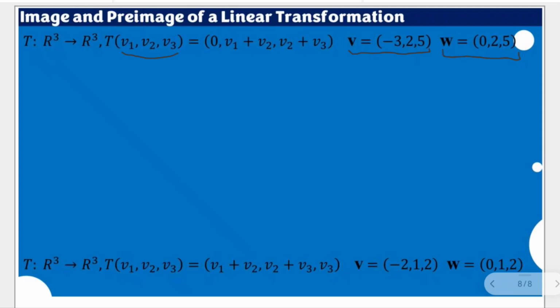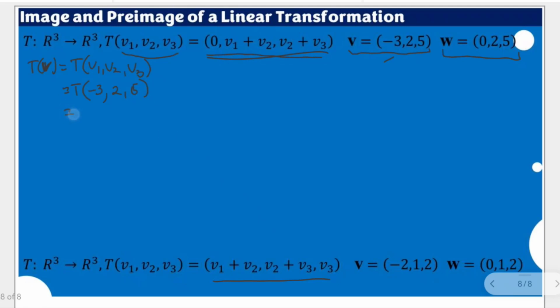So we have two linear transformations here and here as well. So let's start with the first linear transformation, and we're going to solve for the image of vector v. To solve for that, we'll have the transformation of vector v with the components in R3, v sub 1, v sub 2, and v sub 3. We're just going to substitute here the components of this vector, negative 3, 2, and 5. And using this defined transformation, we can solve for its image.